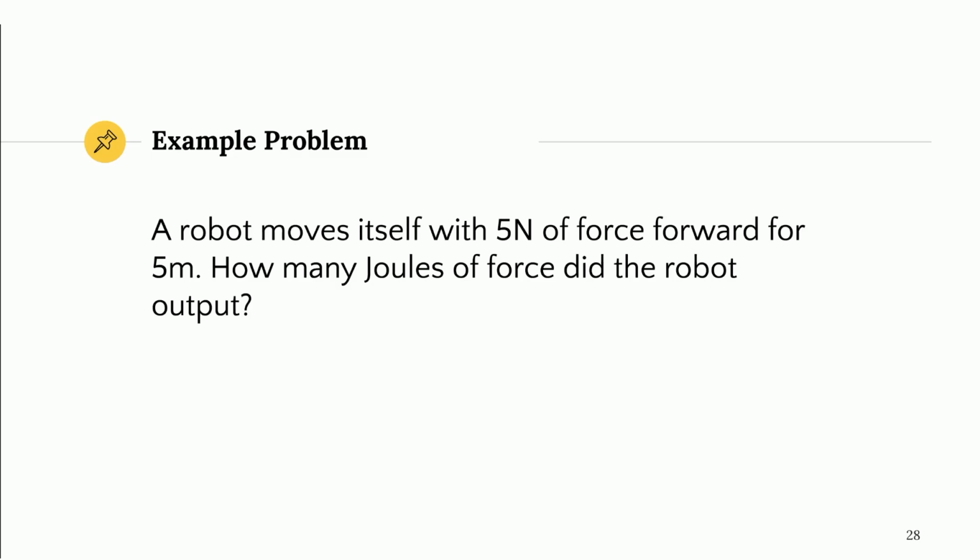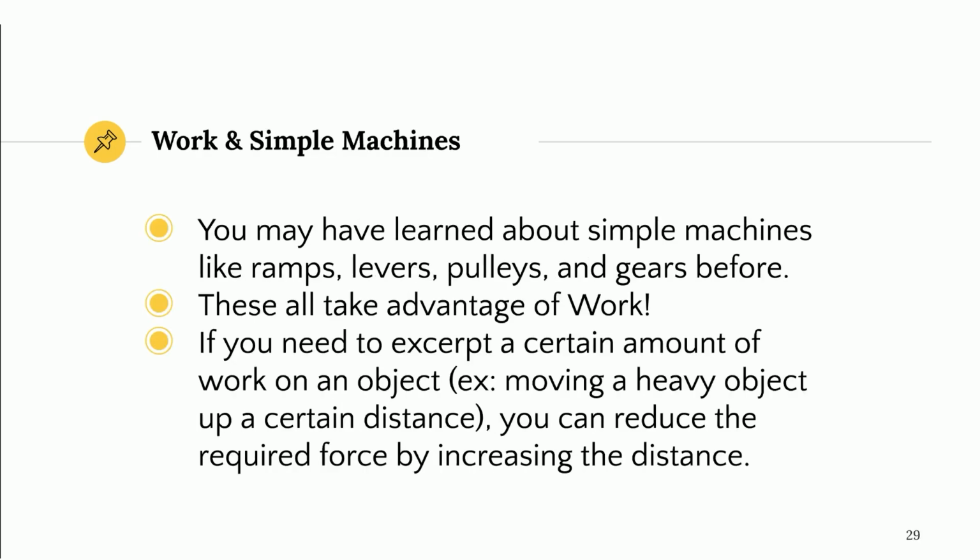Okay, so just like before, we multiply the force by the distance. 5 times 5 equals 25 joules of work. Nice and easy. So, work in simple machines. You may have learned about simple machines like ramps, levers, pulleys, and gears before. These all take advantage of work.